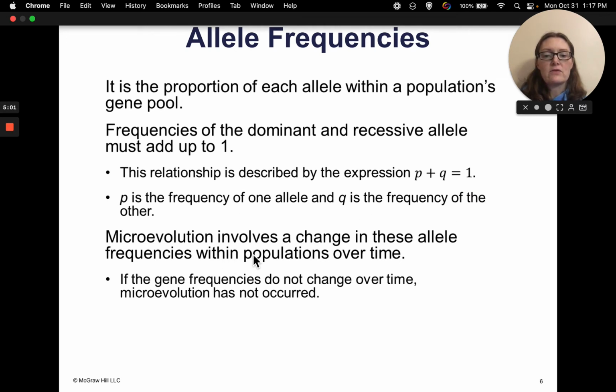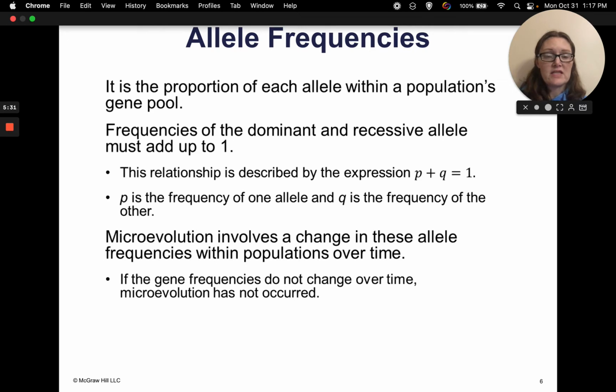So microevolution involves a change in these allele frequencies within a population over time. Again, it's changing the frequency of these alleles. It's not making a new species. It's just changing, for instance, how many gray owls versus how many brown owls you're seeing in this population over time. Another example is squirrels, like there are red squirrels and there are brown or gray squirrels, and how many of those you see in a certain area over time.